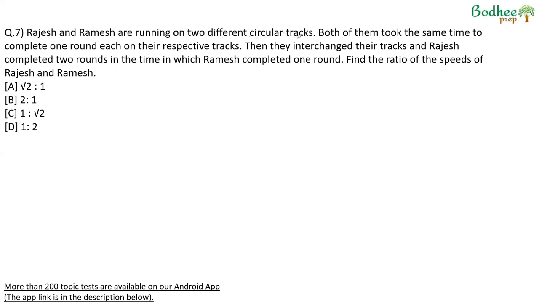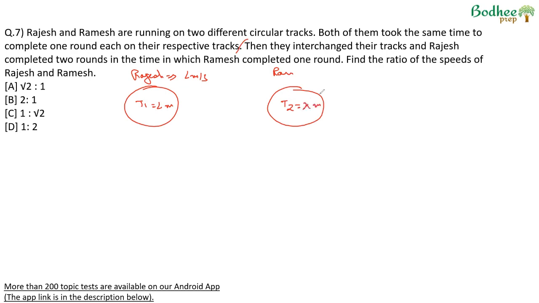Rajesh and Ramesh are running on two different circular tracks. Both of them took the same time to complete one round each of their respective tracks. Suppose track 1 has length of L and Rajesh has speed of L meters per second. So time taken will be 1 second to complete one circle. For Ramesh, let the length of track 2 be x meters and his speed be x meters per second. So again, 1 second to complete one circle.